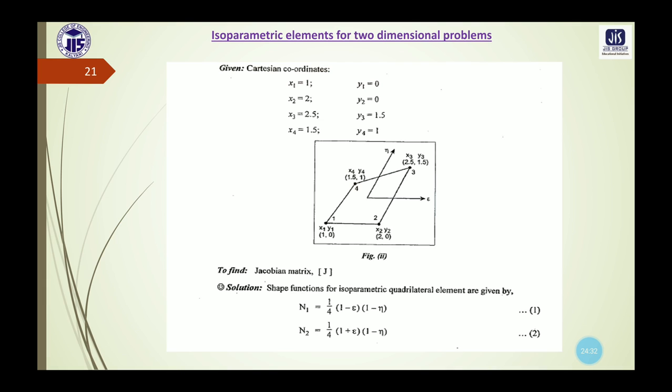Now, from the given coordinates of the four different nodes of this quadrilateral element, we can write x1 equals 1, y1 equals 0. And corresponding to node 2, we can write x2 is 2 and y2 is 0. Corresponding to node 3, x3 is 2.5 and y3 is 1.5, and corresponding to node 4, x4 is 1.5 and y4 is 1.